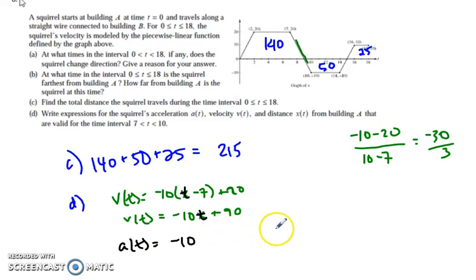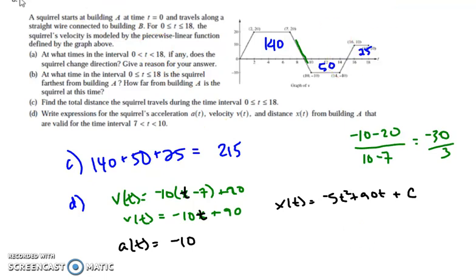And then to get the position function or the distance function, we have to integrate the velocity function. So the position function that they want us to call x of t is going to be the integral of this velocity function. So negative 5t squared plus 90t plus c. And the question is, what is the initial value?